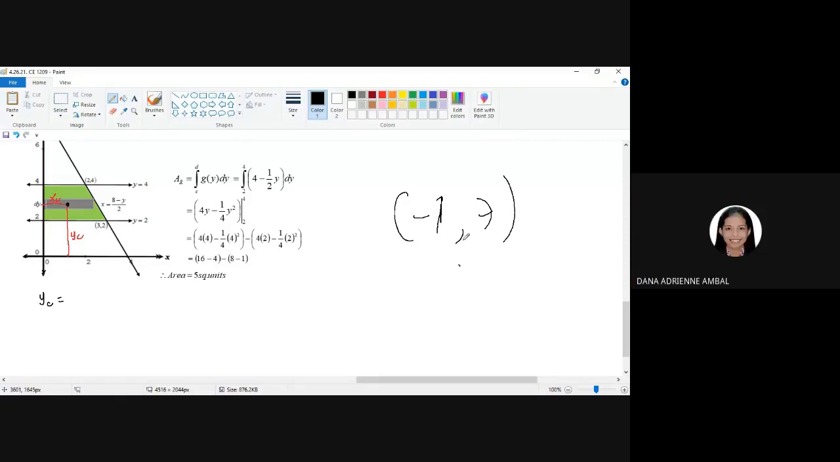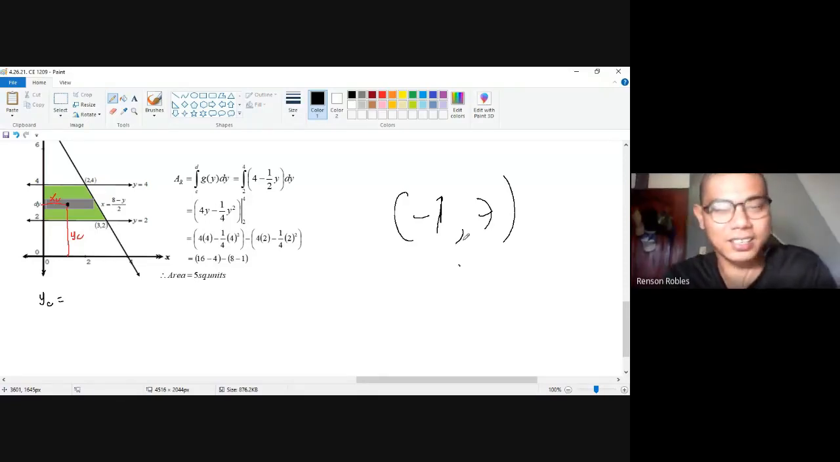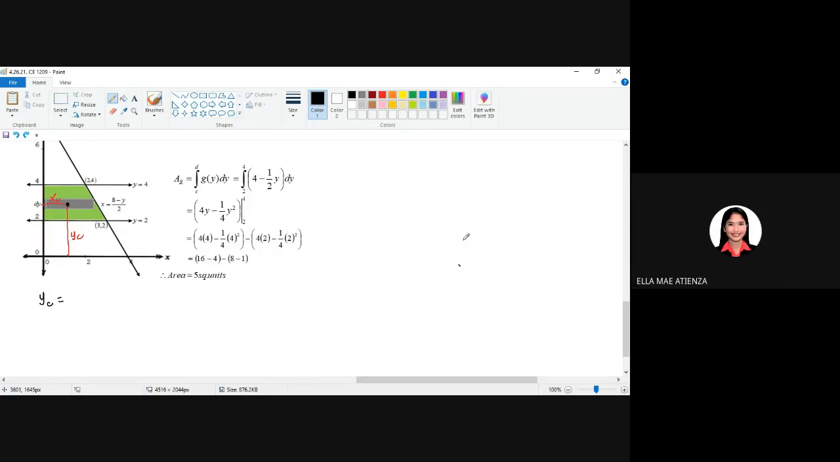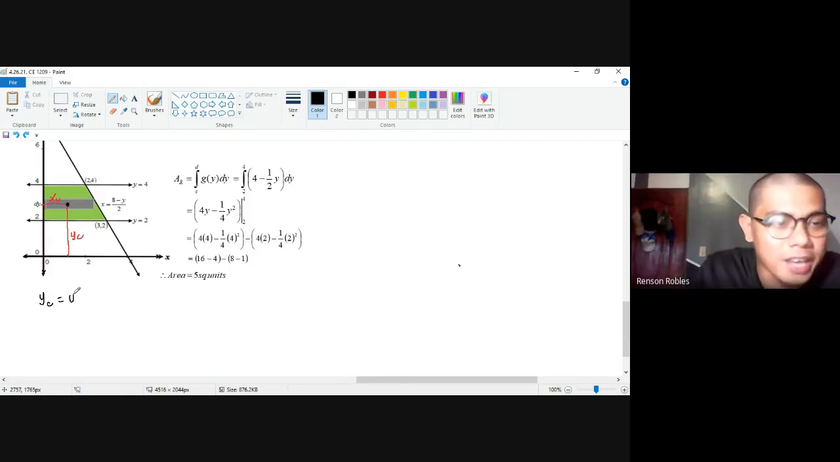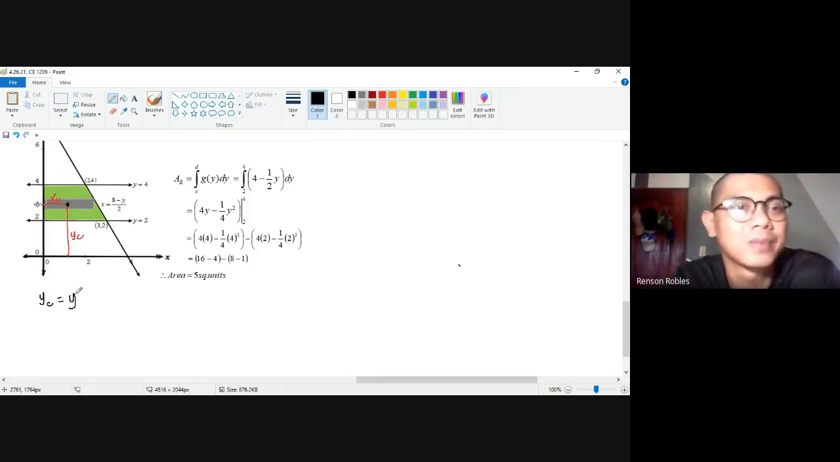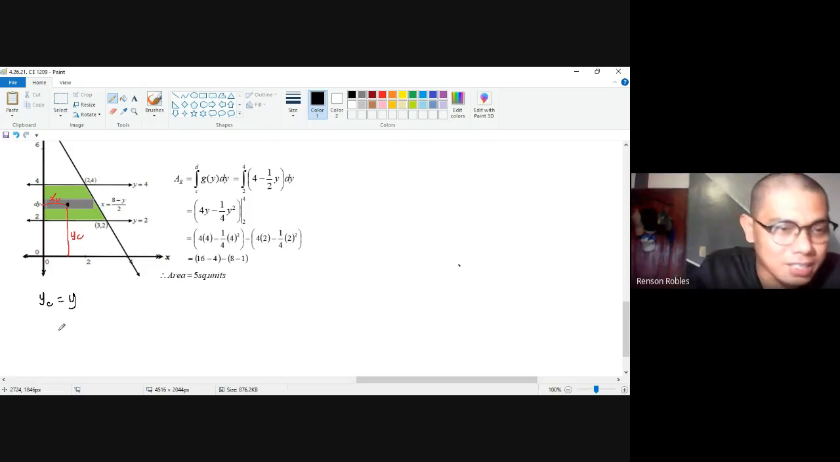Y po. Okay. Ibig sabihin, if we are measuring the distance of a point perpendicular to the x-axis, the perpendicular distance, you're getting the y component. Ibig sabihin, YC equals y. Okay? The next, what about XC?